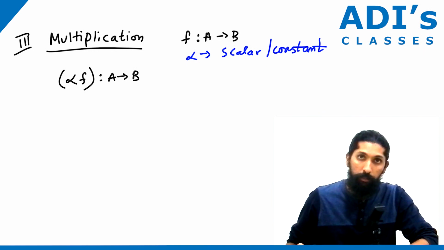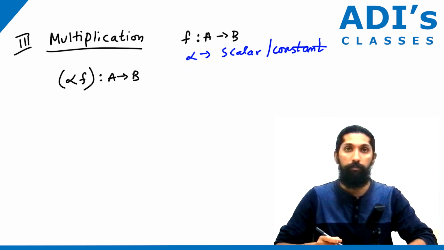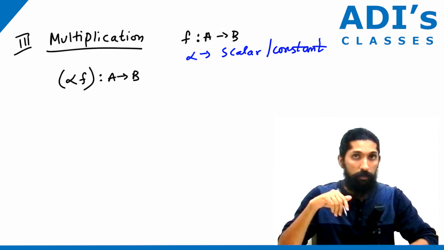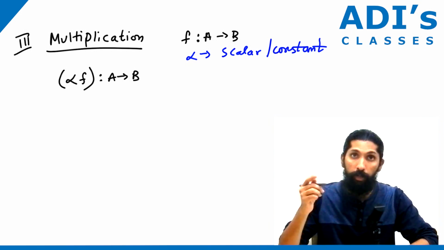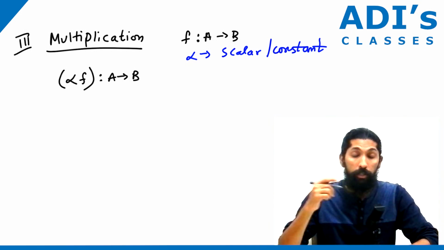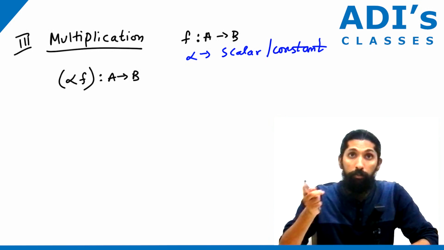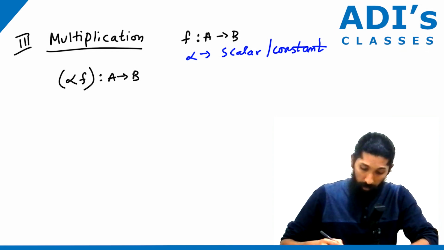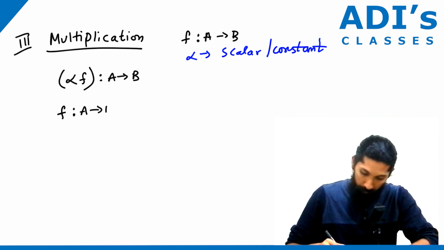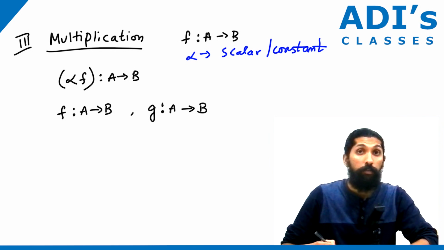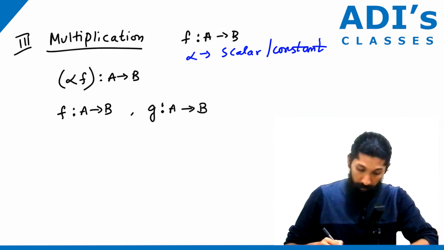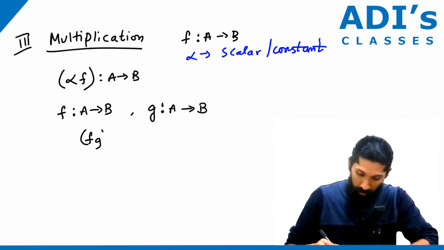Now we have another type of multiplication. Suppose you multiply two functions themselves. Like if you multiply x square into y, it will become x cube into y, correct? But here we are multiplying two different functions. So suppose f is a function from A to B, and g is a function from A to B. Then we multiply these two together. That means you will have f into g, which goes from A to B.